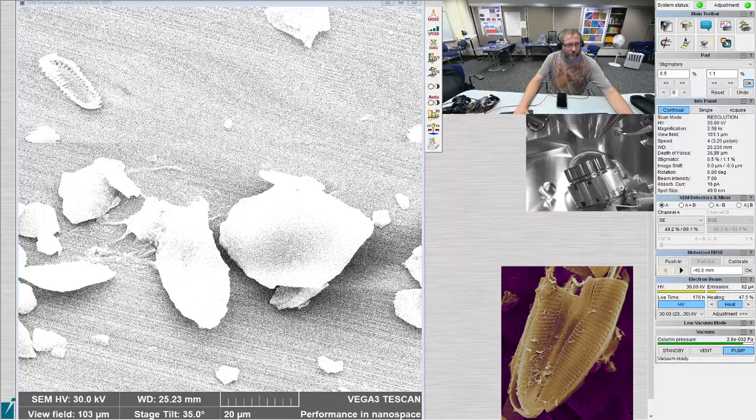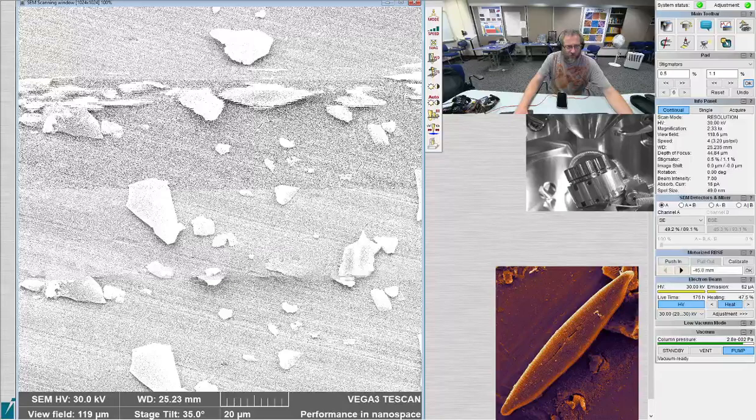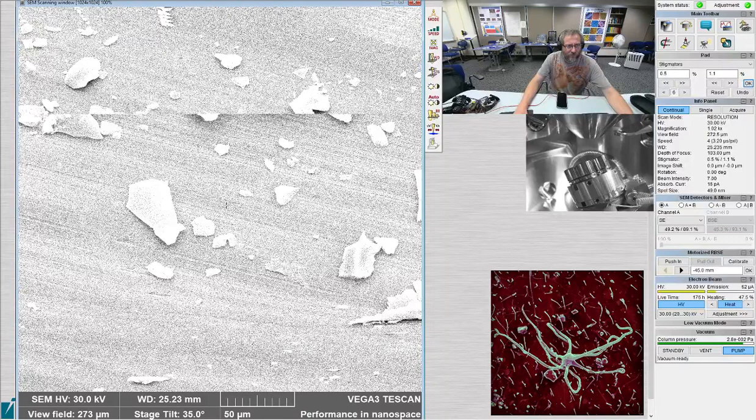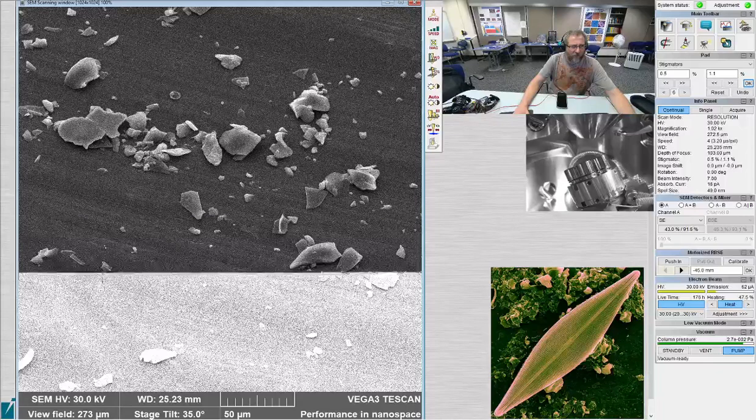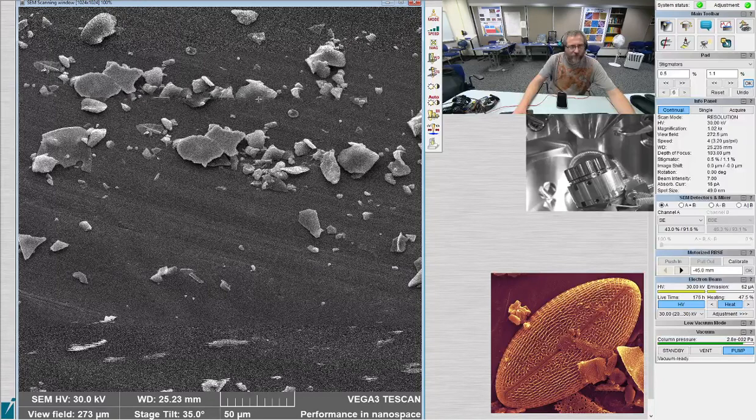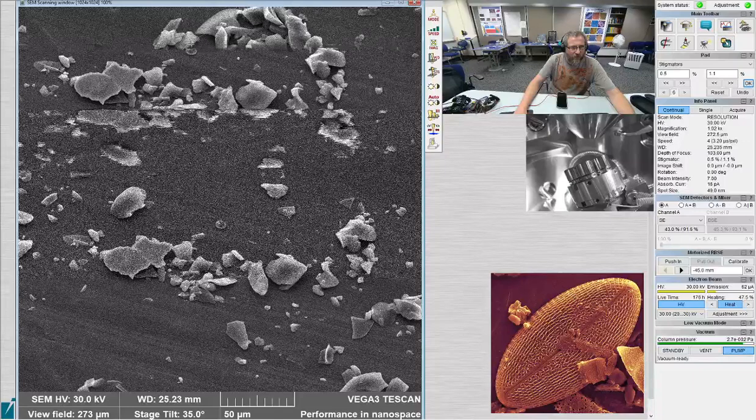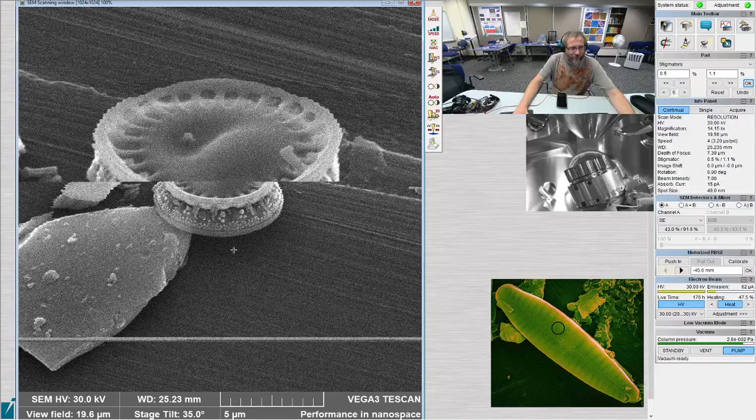Is this it? Or is this it? Because I thought ours was cleaner than that. Yeah, I don't think it's that one. Oh, there it is. It is actually two valves. Oh, that's cool. Whoa.